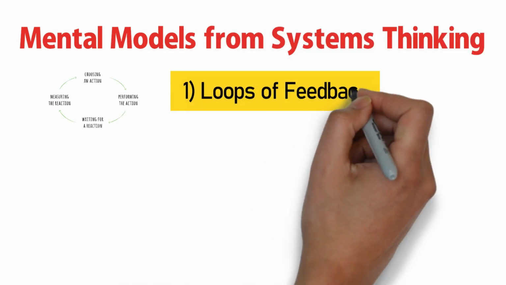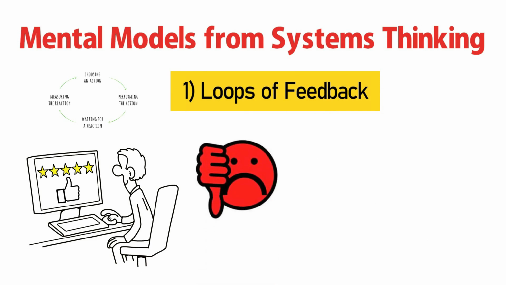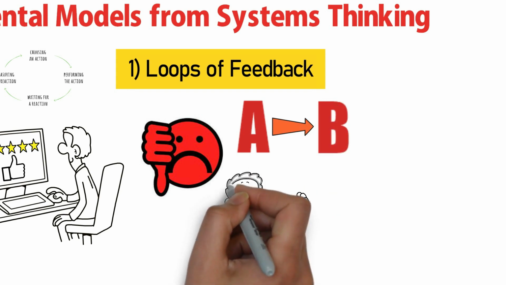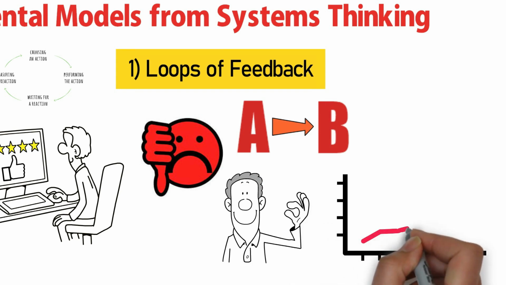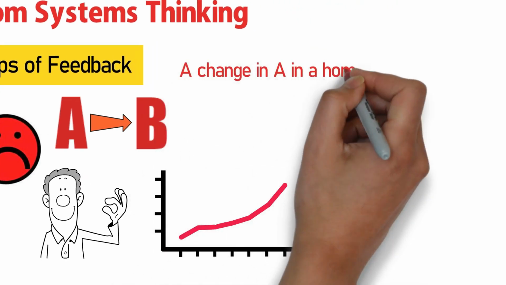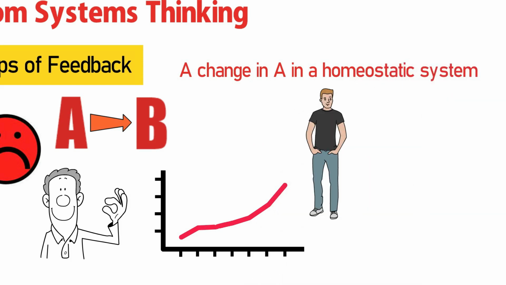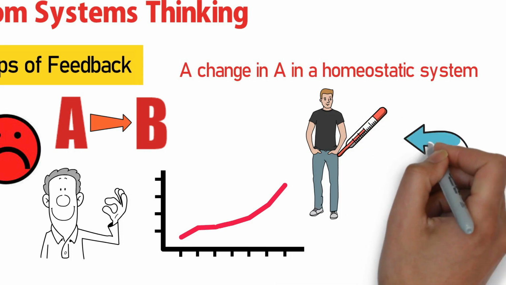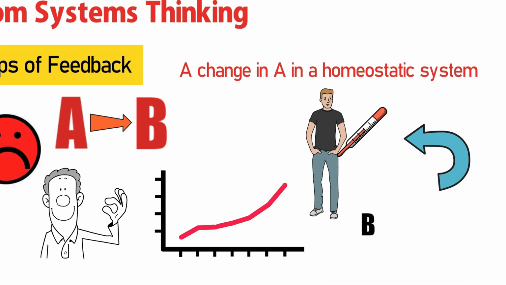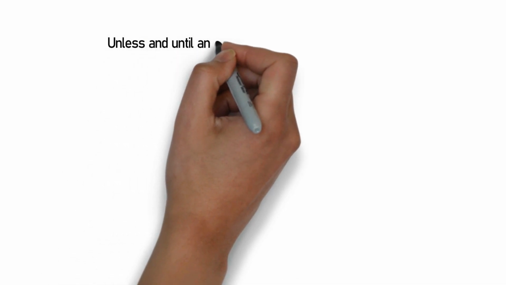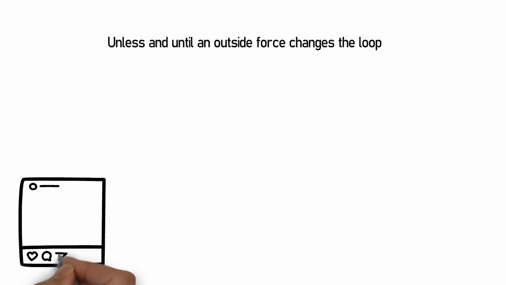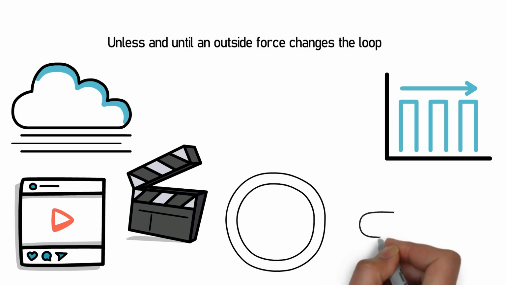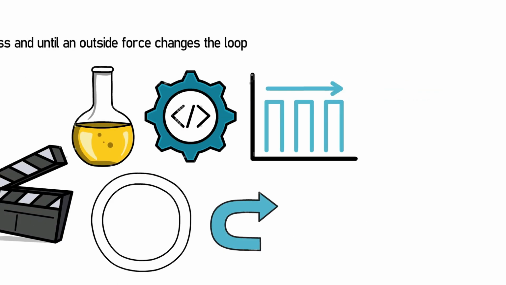Number 1. Loops of feedback. Positive and negative feedback loops exist in all complex systems where A causes B, which influences A and C, and so on, with higher order effects frequently resulting from loop movement. A change in A in a homeostatic system, such as the temperature of the human body or the behavior of an organizational culture, is frequently brought back into line by an opposite change in B to maintain the system's balance. Unless and until an outside force changes the loop, automatic feedback loops maintain a static environment. A runaway feedback loop is a situation in which a reaction's output acts as its own catalyst, autocatalysis.